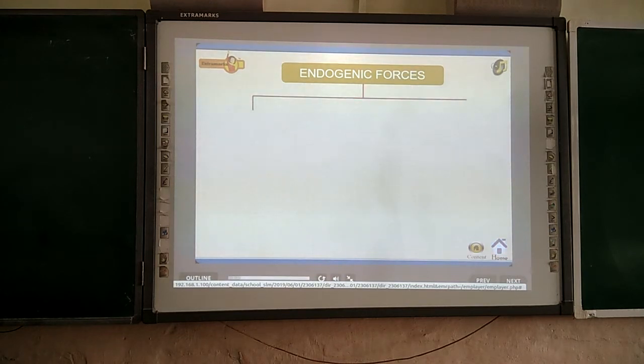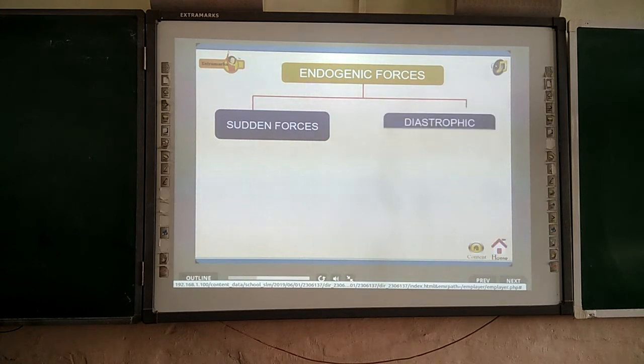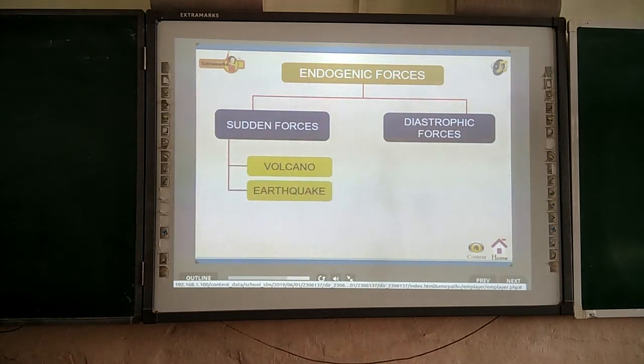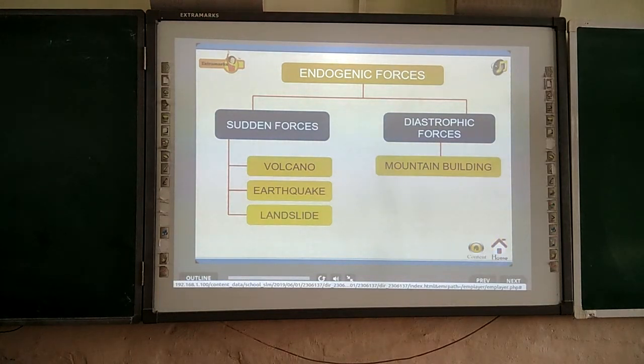Endogenic forces are further subdivided into sudden forces and diastrophic forces. Sudden forces include volcanoes, earthquakes, landslides. Diastrophic forces include mountain building. You see here endogenic forces, that is sudden forces and diastrophic forces. Sudden forces are due to volcanoes, earthquakes and landslides, whereas diastrophic forces are like mountain building.